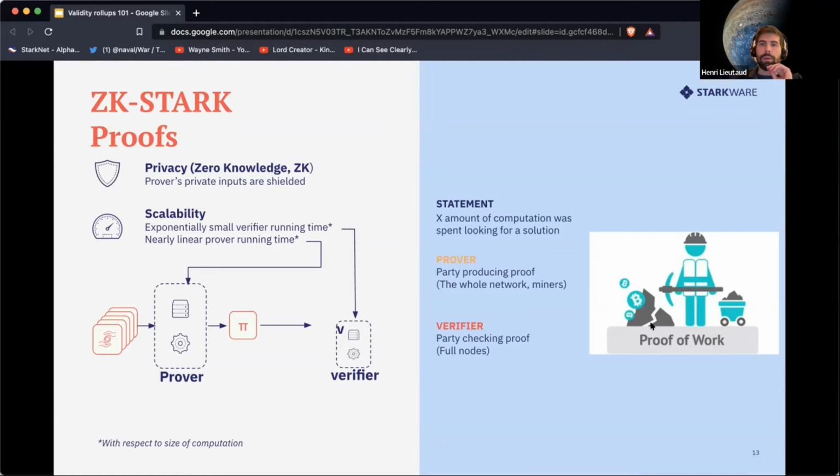You can learn more about ZK Starks. Yes. What criteria are taken into account to challenge the transaction besides double spending? So basically, and I'm going to go to StarkNet in a while. Okay, so I'll get back to that question later.